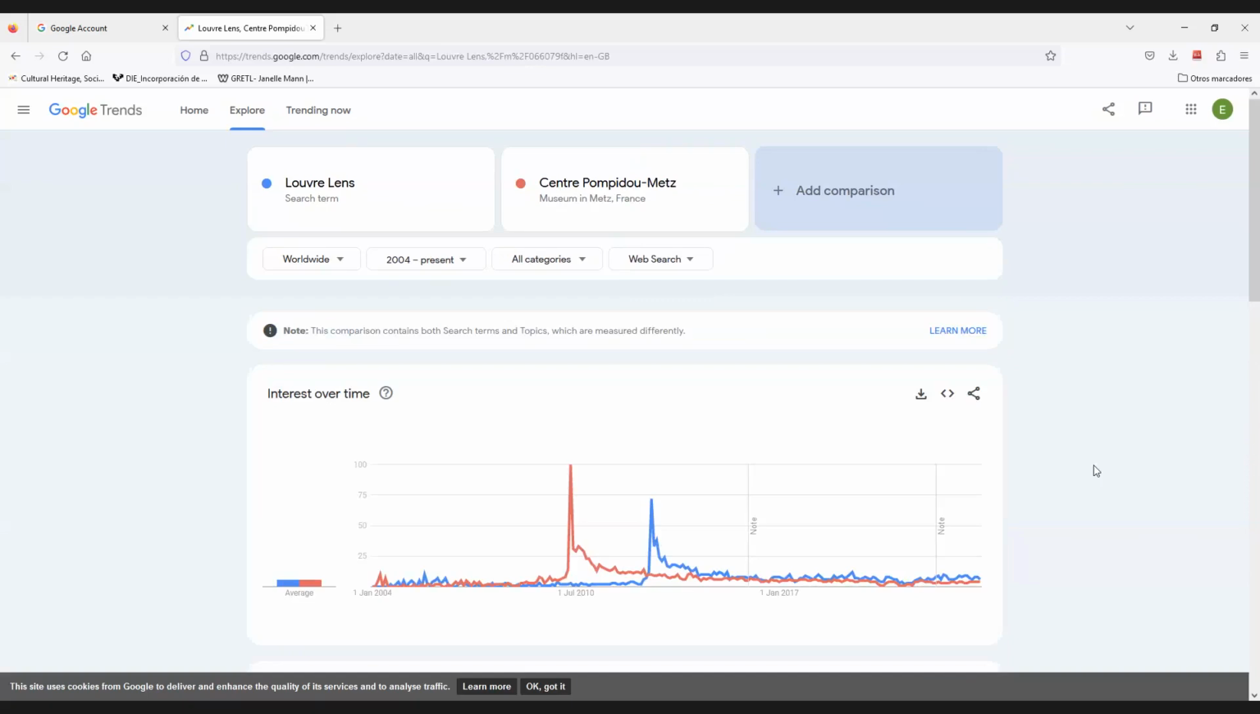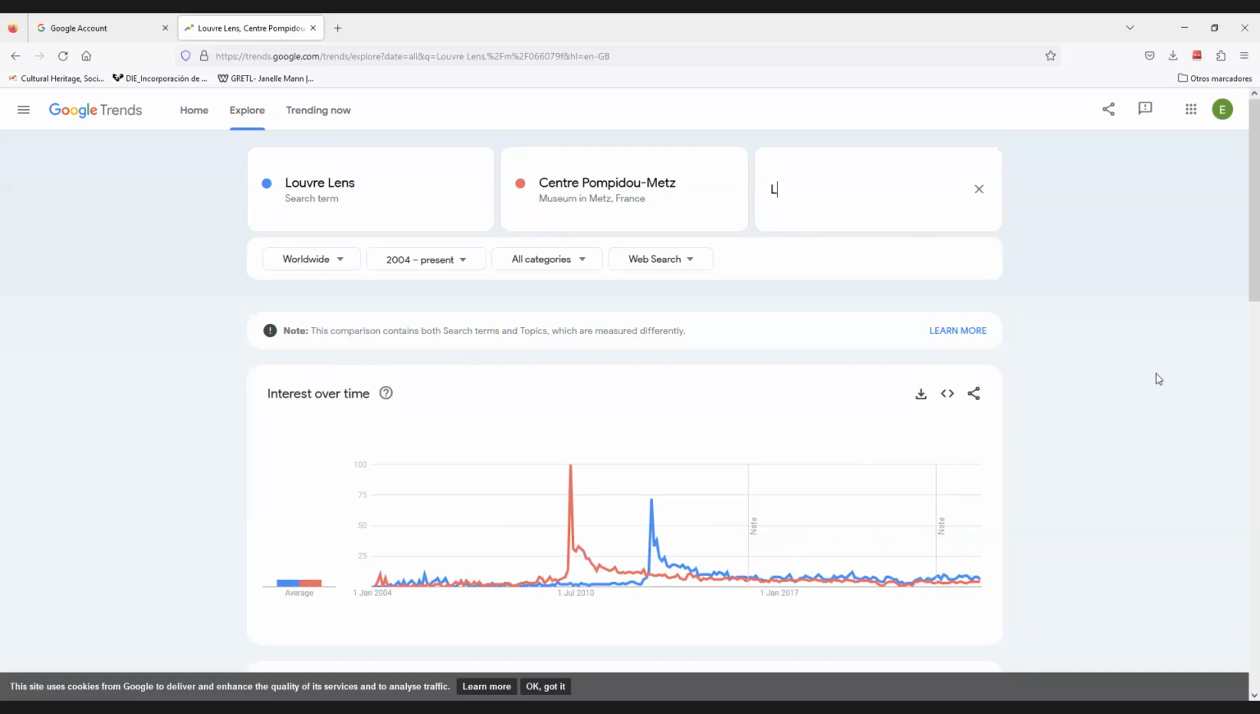Who is performing better? Well, at the inauguration, as you can see here, the opening of Pompidou Metz, Pompidou Metz was performing better than Louvre Lens, because a lot more people were Googling for Pompidou Metz at the inauguration, okay? But then, more or less, you can see that the two of them stabilize at the same level, okay? More or less, the two of them are performing similarly.